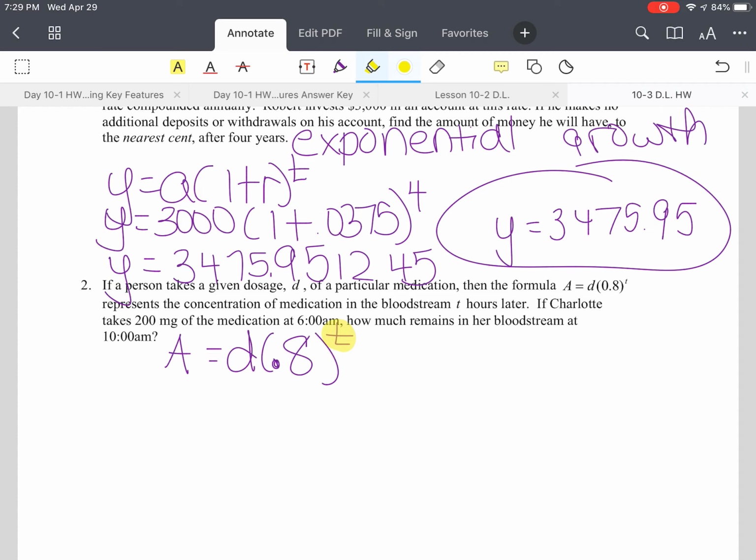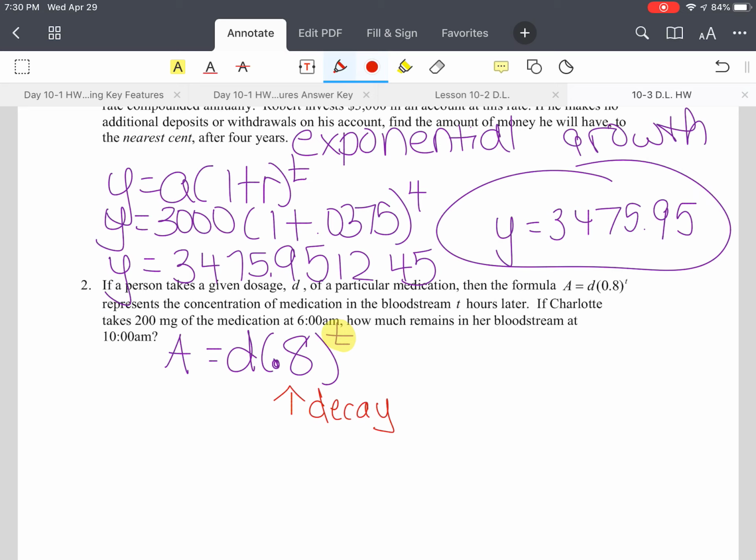Now it is a decay, and we know it's a decay because 0.8 is less than 1. And that makes sense in the context of the question, because when you take a medication, like if you take Tylenol, the amount in your bloodstream decreases over time. So 0.8 shows that it's decay.